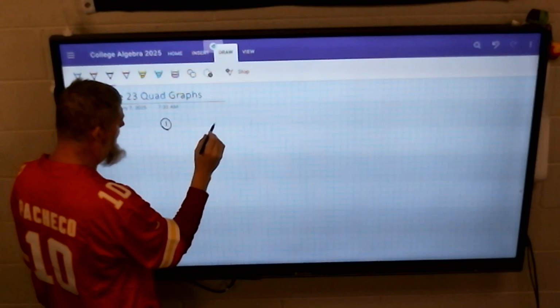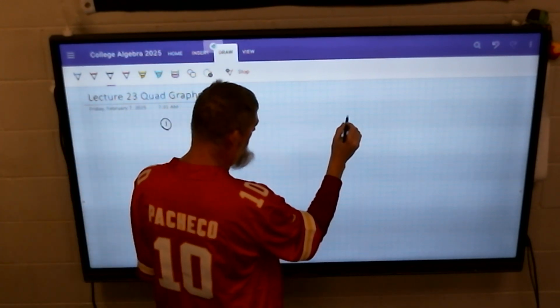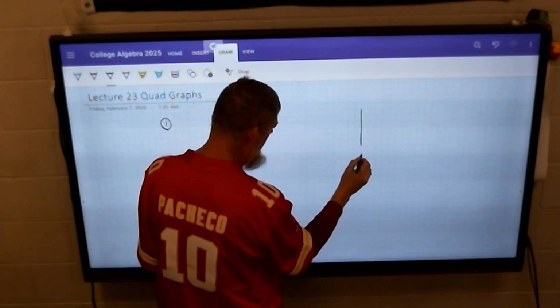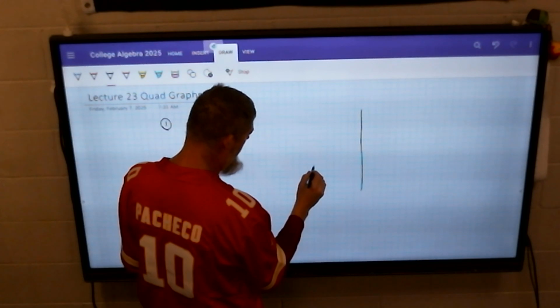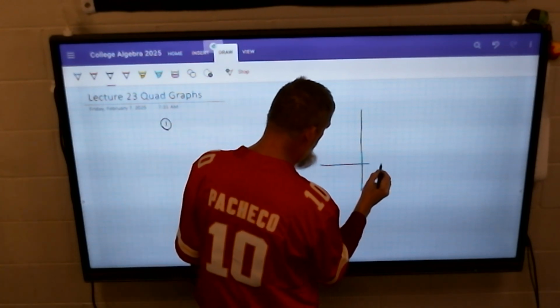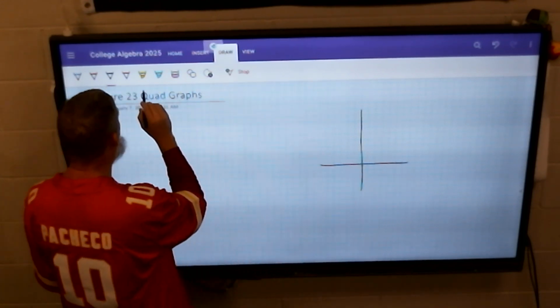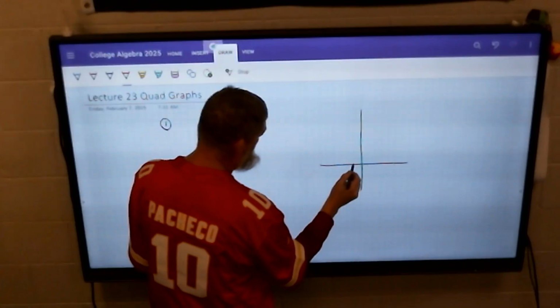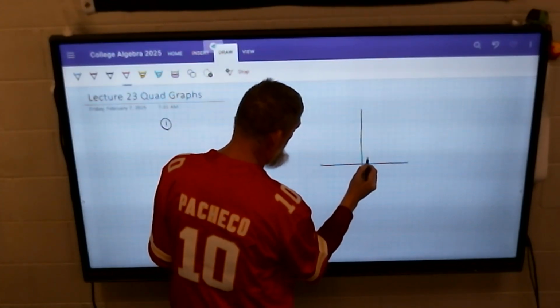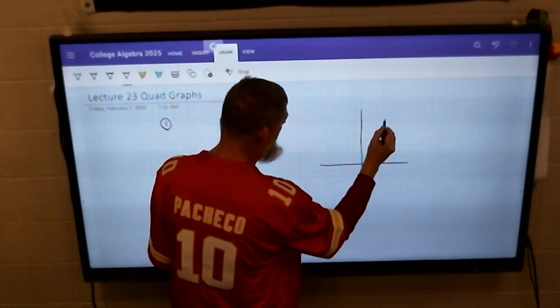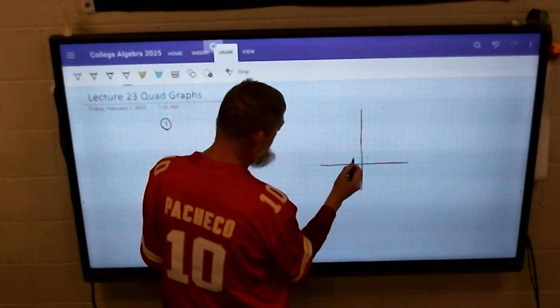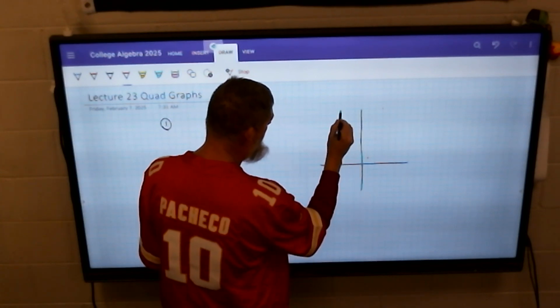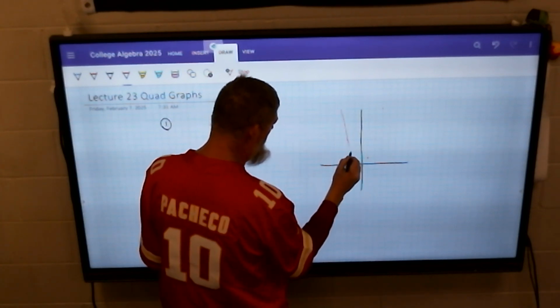Number one. So let's look at a parabola and realize that parabolas can be anywhere on an axis. We're just going to look at a parent function. So 0, 0, 1, 1, 2, 4, 3, 9. These are very basic parabolas.